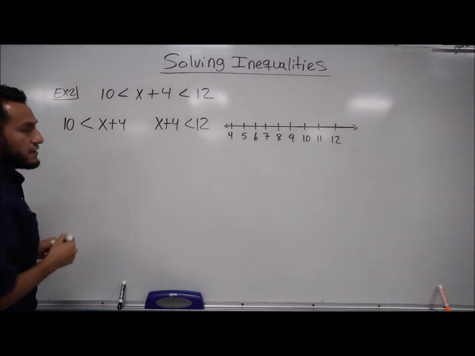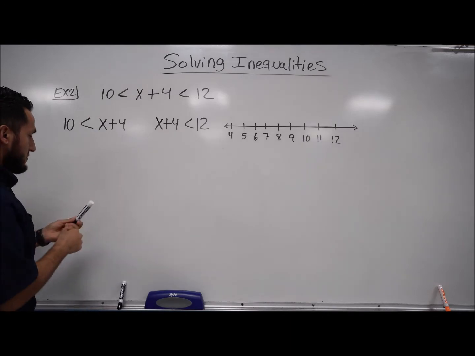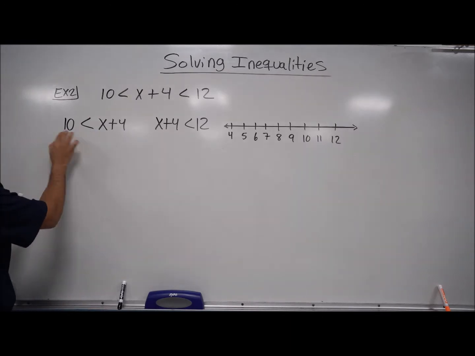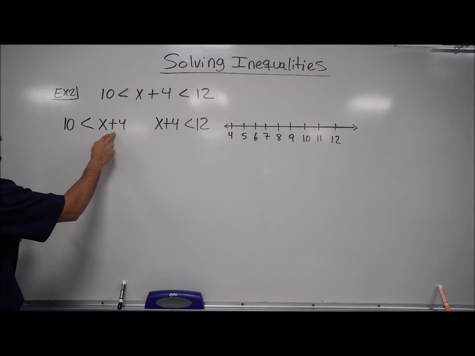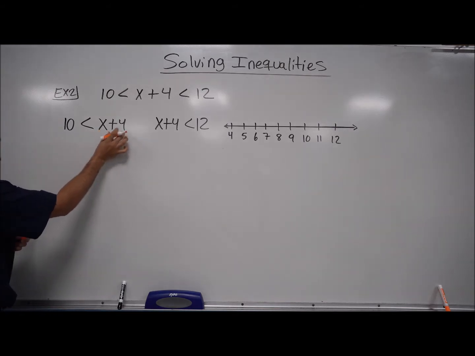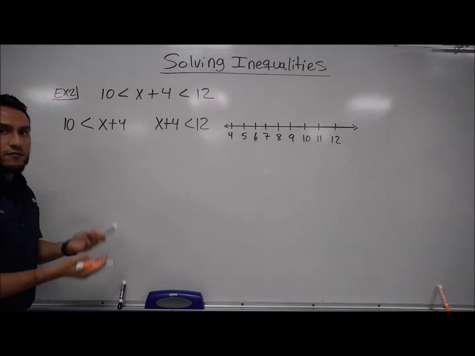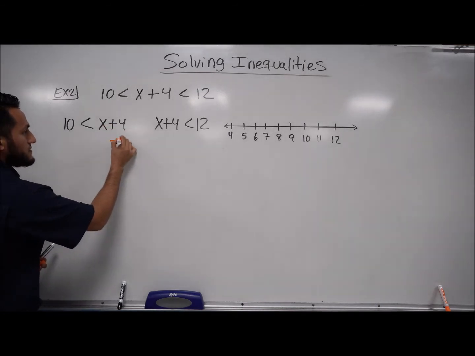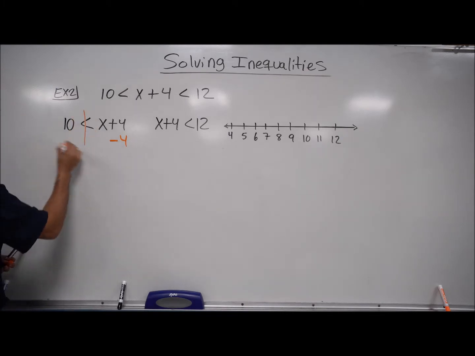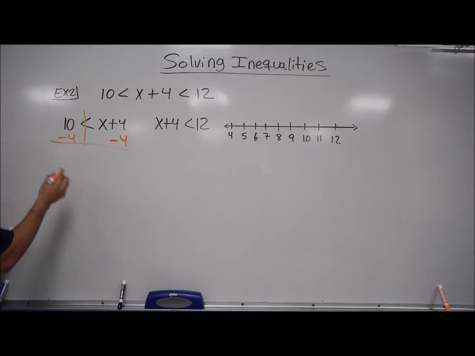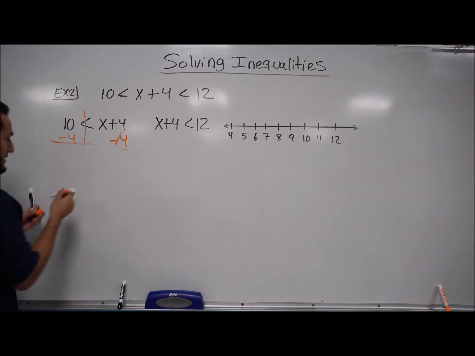We split them up so we can work it out like we did on the previous example. And if you look here, we have 10 is less than x plus 4. We're trying to isolate the variable here, so we want x to be by itself. And so we got to get rid of this plus 4. Since they're adding a 4 to the x, we're going to do the opposite. We're going to take away 4 from the right side, remember, which means you have to take away 4 from the left side, just to keep it the same here. These are going to cancel out.